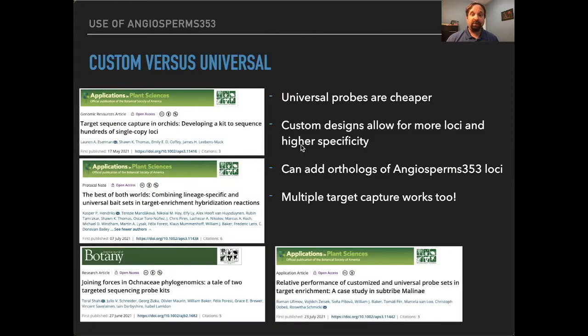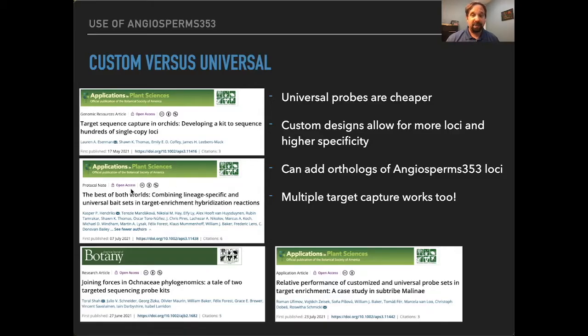Next, I want to highlight a few studies in the special issue which compared the utility of Angiosperms353 probes with other types of target capture designs. Taken together, these studies demonstrate that if you have a little bit of extra money to work on a specific group of interest, it can be useful to add orthologs of the Angiosperms353 genes for your target taxa in a custom design.